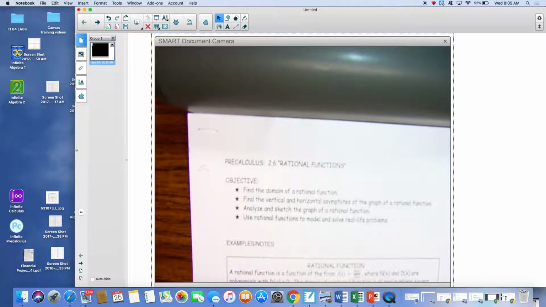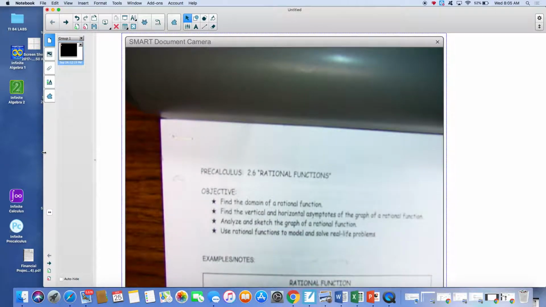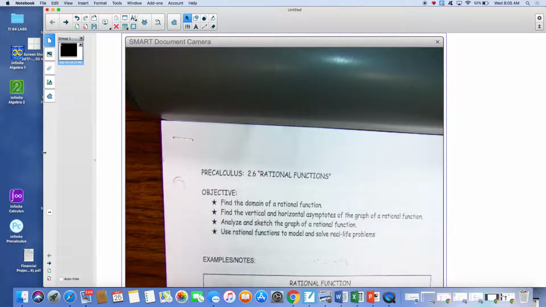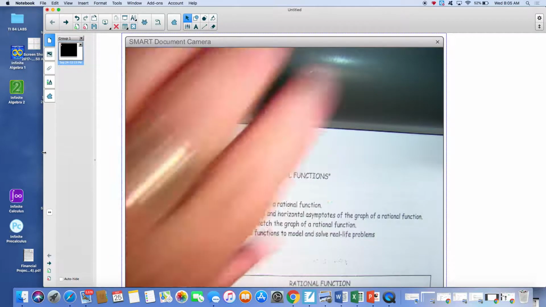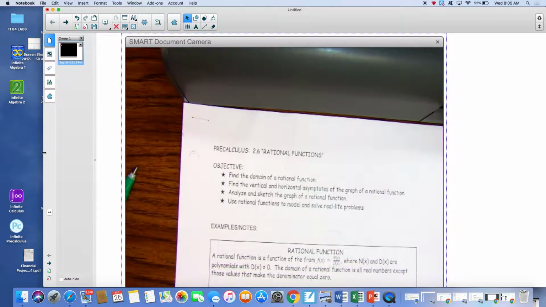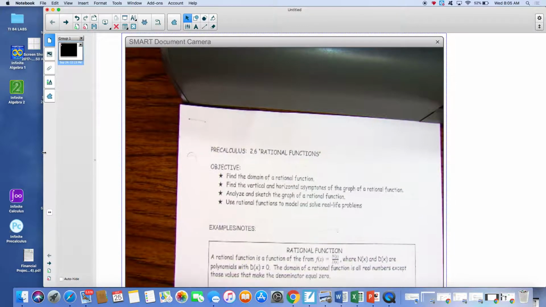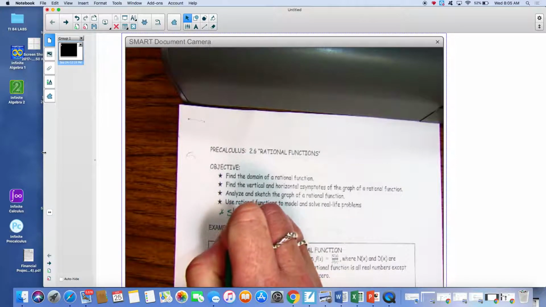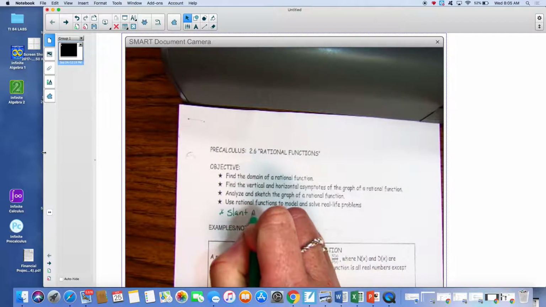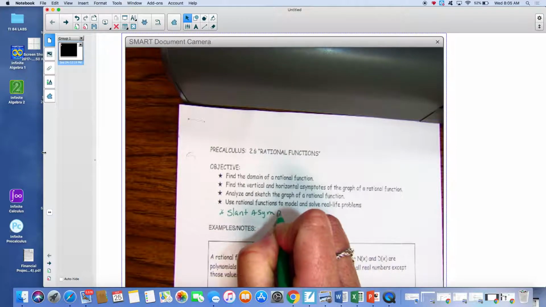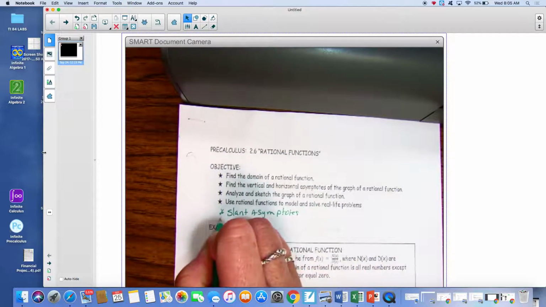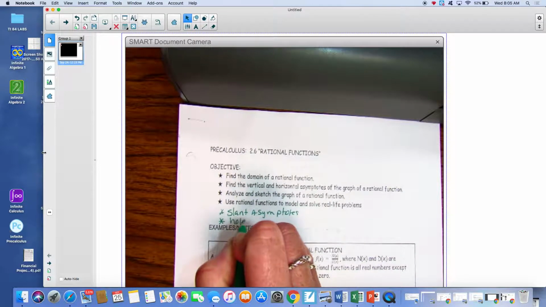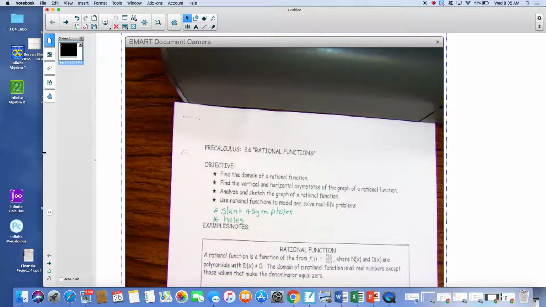All right, 2.6, we're going to look at rational functions. We're going to look at finding the domain, vertical, horizontal asymptotes. We're also going to look at slant asymptotes. And holes in graphs.